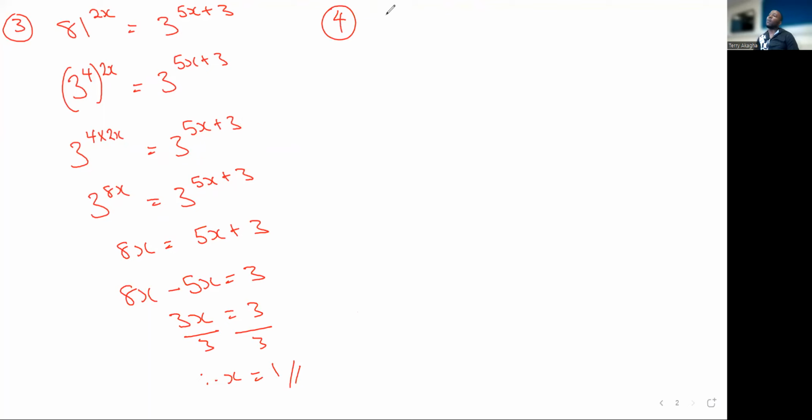So let us solve another one. Let's say we have 1 over 5 is equal to 25 raised to the power 3x plus 3. Good. How do you solve this?